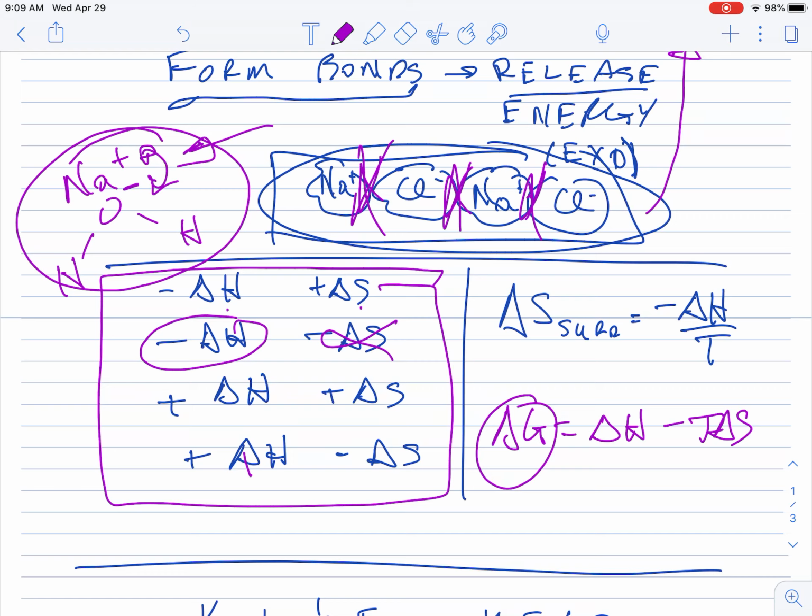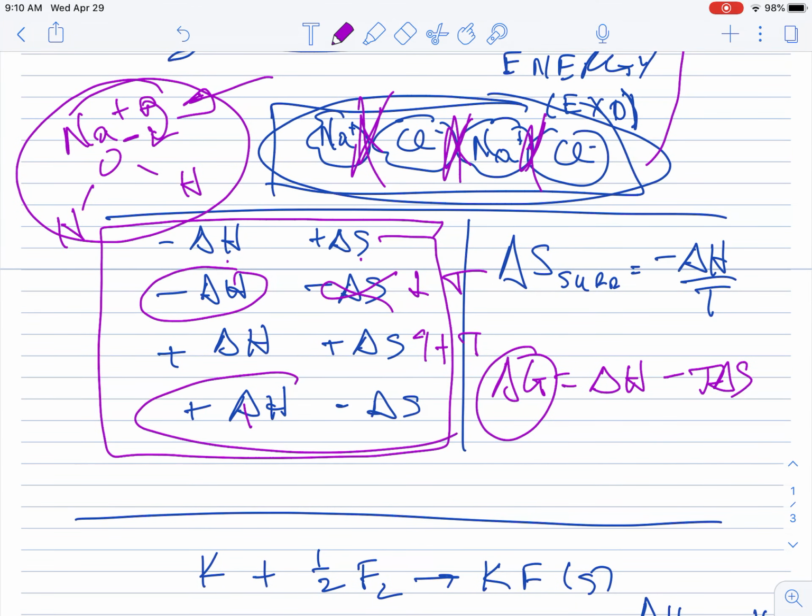So when you have these two combinations, that's dependent upon being below a certain temperature. If you have positive delta H and a positive delta S, that's going to require being above a certain temperature. And if you have a positive delta H and a negative delta S, the reaction is never going to happen. Okay? So these are the things that you want to keep in mind. This is what you have to absolutely know.